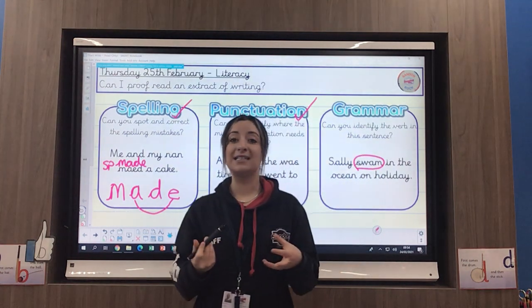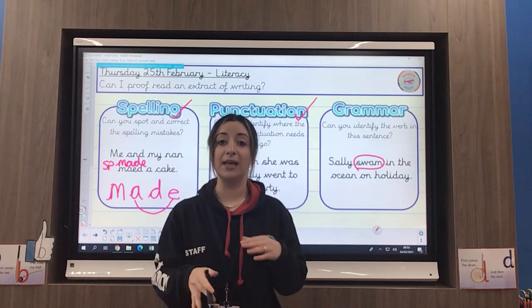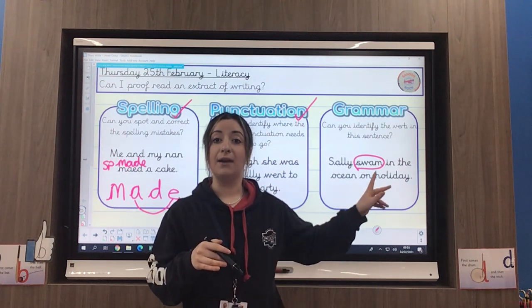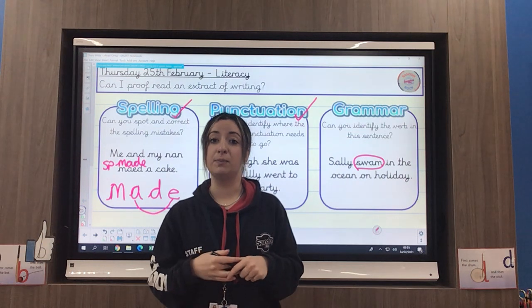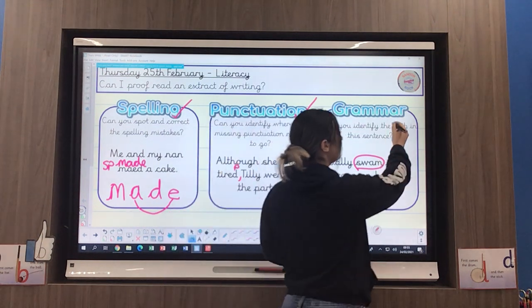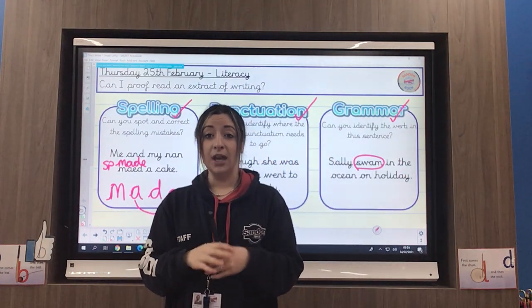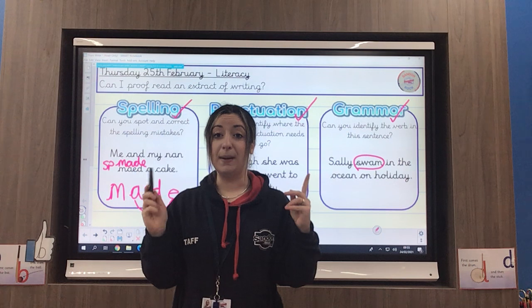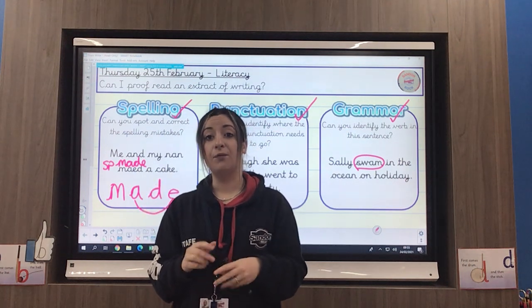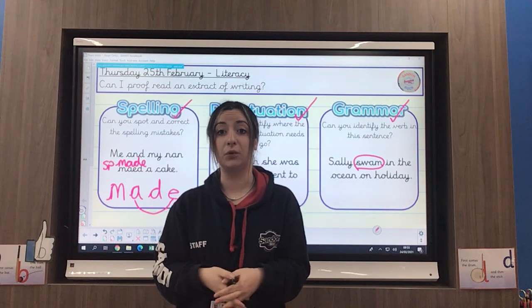Now it is in past tense, so the present verb would be to be swimming or to swim, and the past tense verb would be swam, but it is still a verb. So well done if you identified the verb in the sentence at home. Now, I did say that this was going to be particularly helpful for your work today. So let's have a look at what you're going to be doing in your booklets.